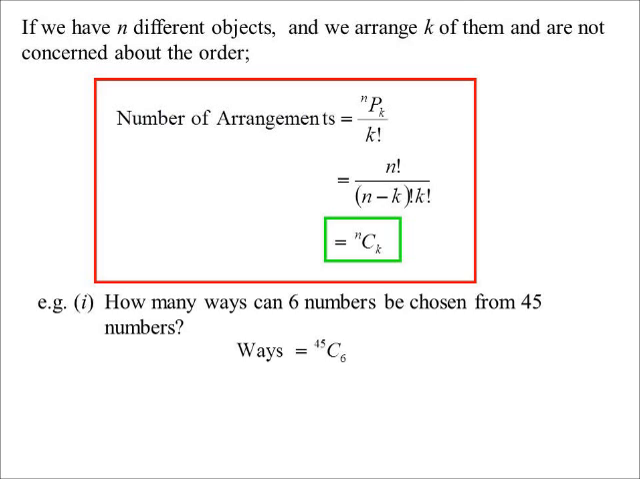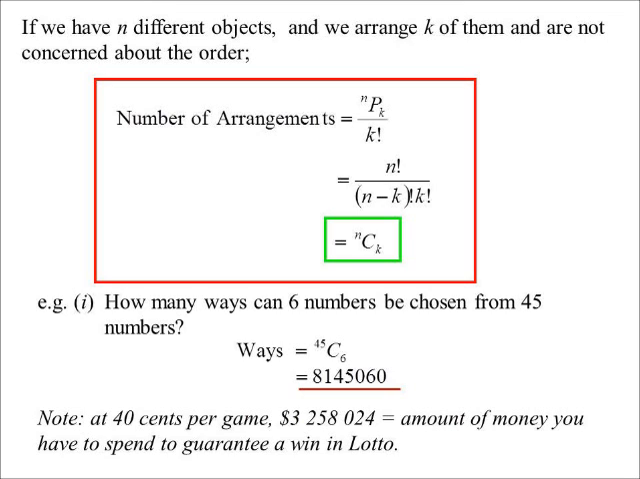And 45C6, in case you are interested in having a go one day, is 8,145,060. So I guess if you're very patient and filled out 8,145,060 entries, you could guarantee you're going to win. Of course, it costs you a lot of money. I think, there he goes, that's 40 cents a game, I think, at the moment. So it would cost you $3,258,024 to do it, but you could guarantee you're going to win there.